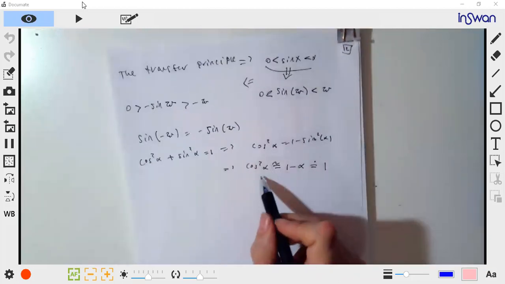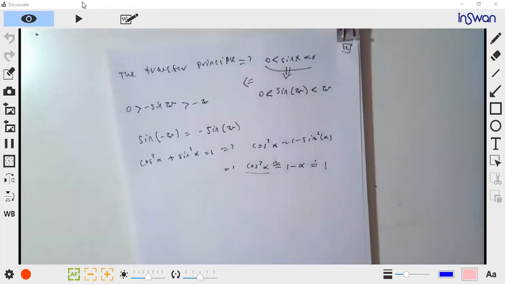That makes a lot of sense because the cosine of 0 is 1, and the cosine of 0 squared is just 1 squared, which is 1. And alpha is a number that is infinitesimal, so it's infinitely close to the value 0. So that's why cosine of alpha can render the real result 1.